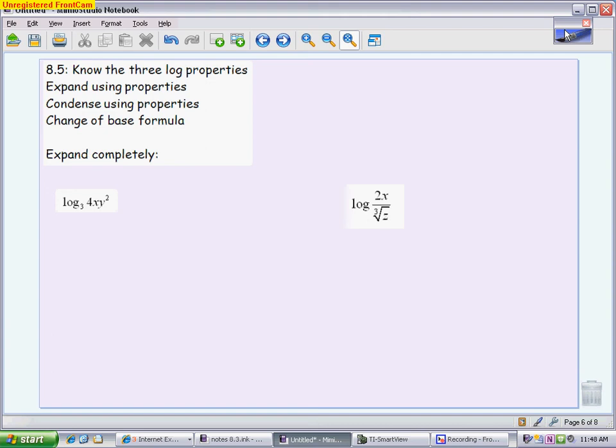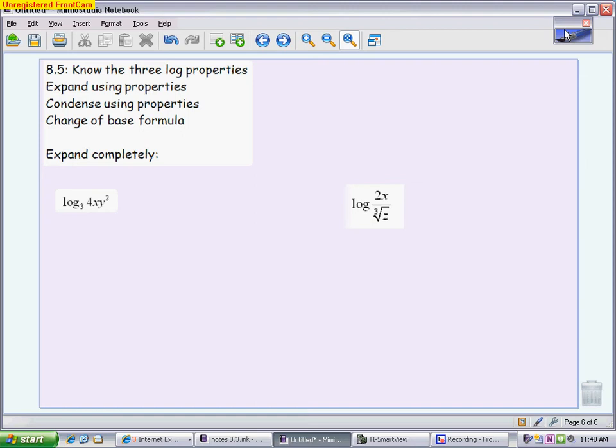This video is going through all of our logarithm properties that we would have learned in 8.5. So we essentially had three properties. We had what was called the product property, which allows us to expand logarithms that have pieces that are being multiplied, expand using addition. We had our quotient property, which expanded a division into several subtraction pieces.